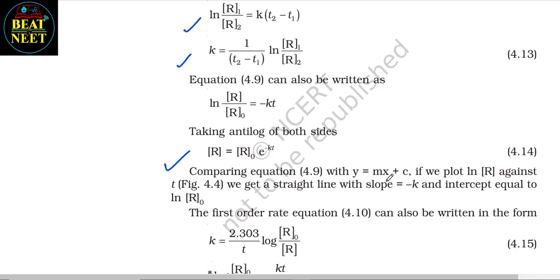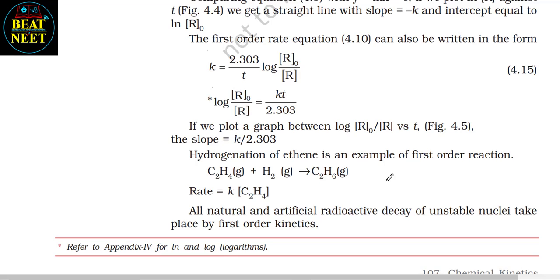Now comparing equation 4.9 with y is equal to mx plus c, if we plot ln R against t, we get a straight line with slope equal to minus k and intercept equal to ln R naught. The first order rate equation 4.10 can also be written in the form of k is equal to 2.303 upon t log R naught upon R. So log R naught upon R is equal to kt upon 2.303. If we plot a graph between log R naught upon R versus t, the slope is equal to k upon 2.303.